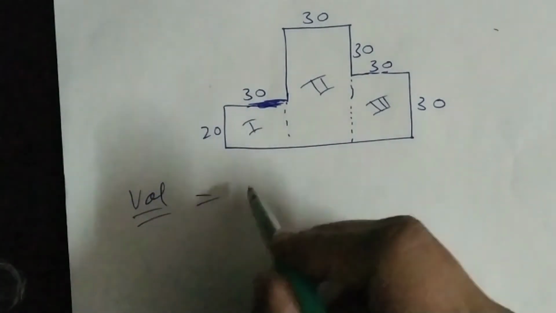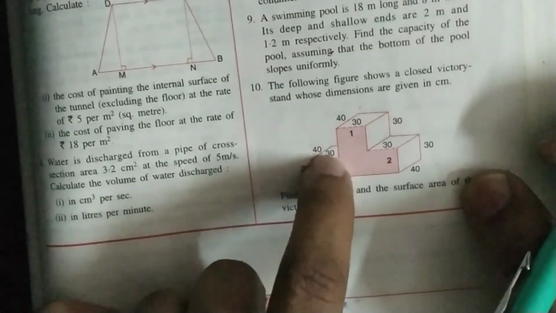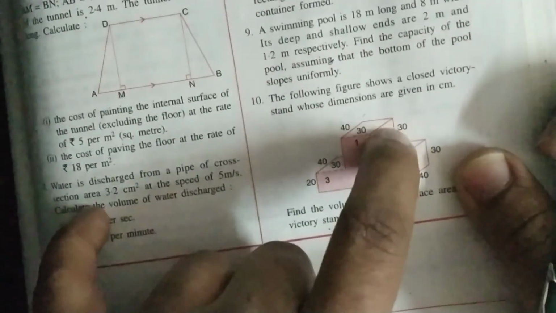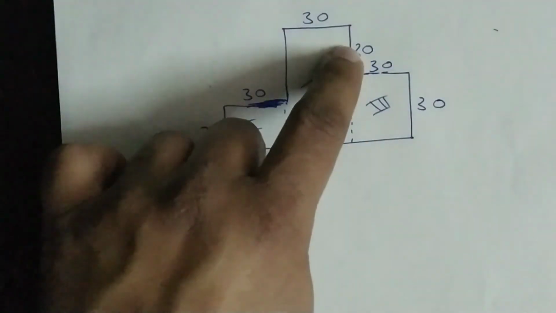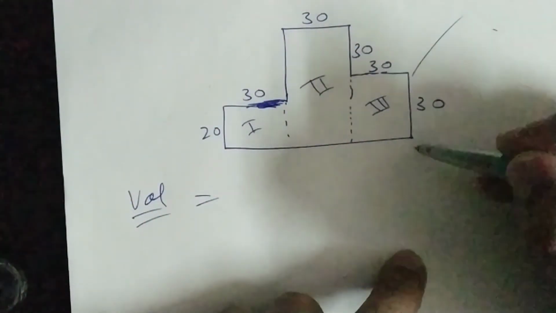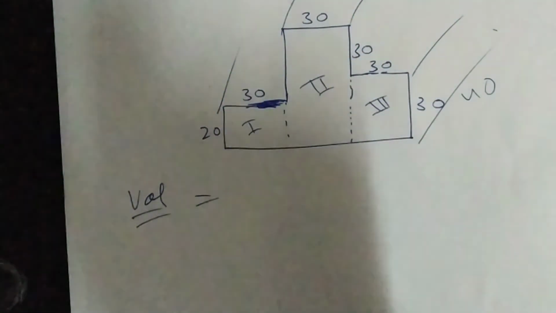So volume of first block will be, you can check if you have any confusion. This height is 20 and this is 30. I have written 20, 30. Again this length is 30 and this height is 30. So I have written on the front side this is 30 and this is also 30. Now this is again 30 and this height is also 30, written in the end. Now every time, this length is 40 always.